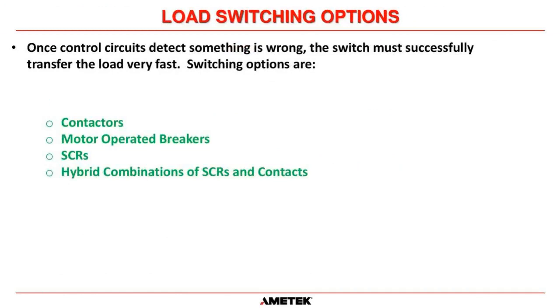So once we detect something is wrong, we have to do a quick transfer. Now, the means of which you do that, there's several options out there. One option is you can use contactors. Another option is motor-operated breakers. The thing with a contactor, if you want to pull in a contactor as your switch, first of all, you've got contact bounce, which generates arcs and things like that. And contactors are slow to operate. And we're thinking here cycles, or a minimum of a cycle to pull in or drop out. That's way too slow for what our needs are here.